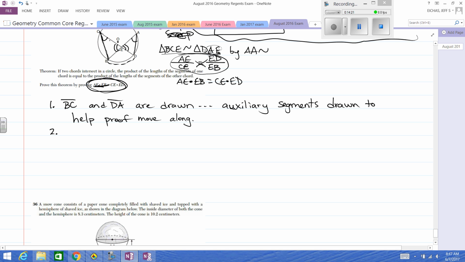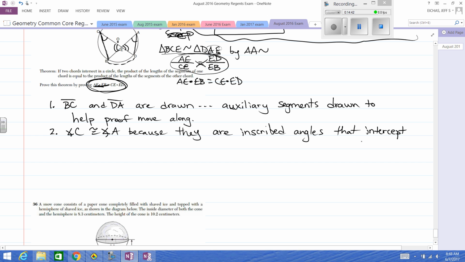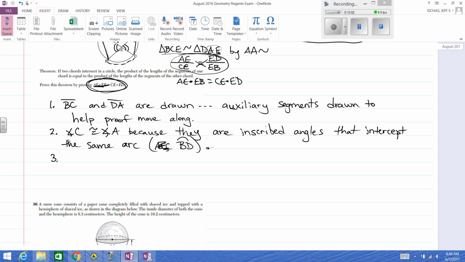Now, from here, I'm going to say that angle C is congruent to angle A because they are inscribed angles that intercept the same arc. That's arc BD. Okay, so when you have inscribed angles that intercept the same arc, they are congruent.